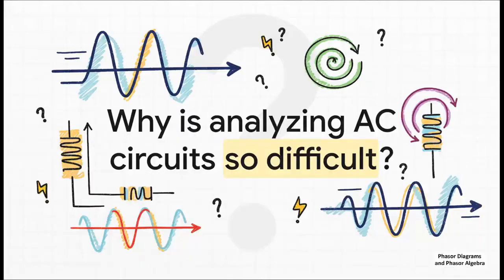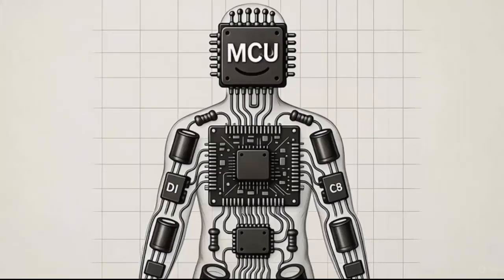So let's start with the big question. Why is this so tough in the first place? Why do alternating current circuits give students, and let's be honest, even experienced engineers such a headache?